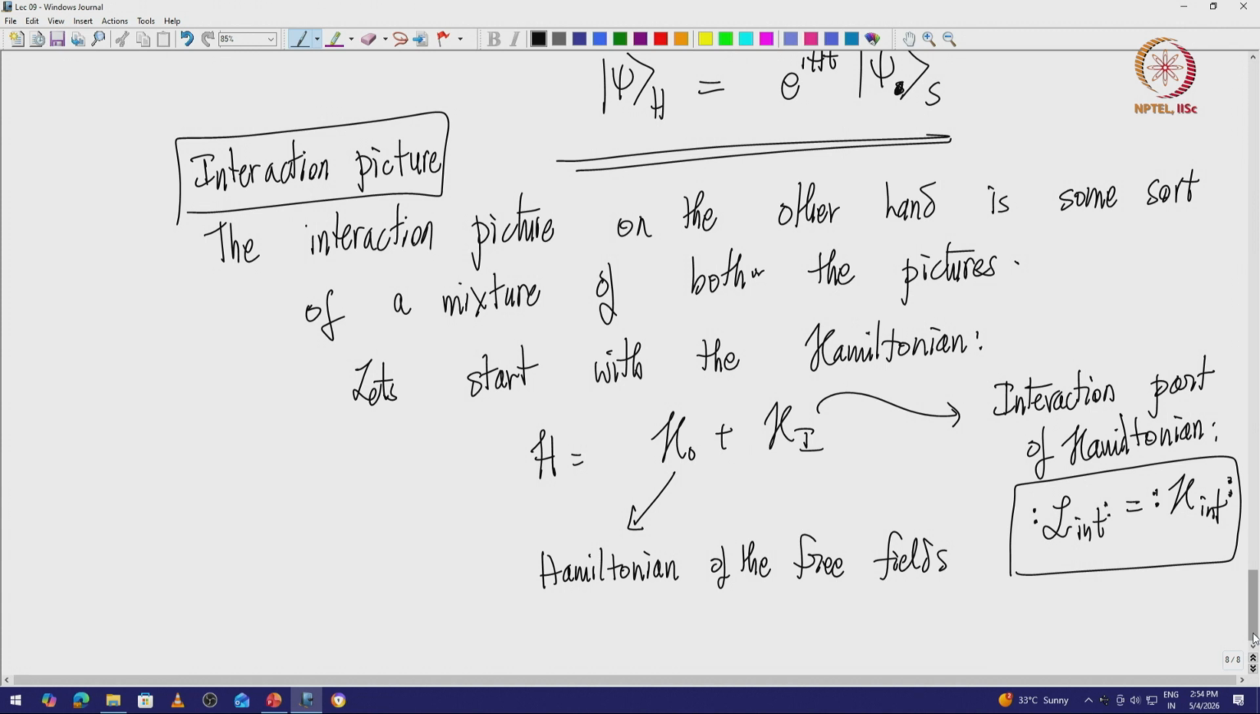In the interaction picture, we deal with H0 as the Hamiltonian of the free fields and HI as the Hamiltonian of the interaction part of the Lagrangian, and we want to deal with HI perturbatively. The basic idea is that HI should be perturbative. So, now we will continue with the formal evolution of this interaction picture.